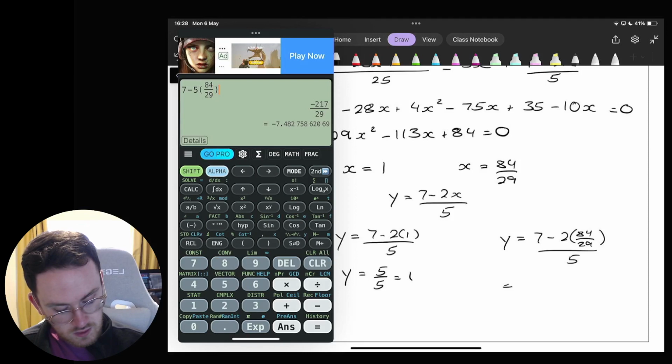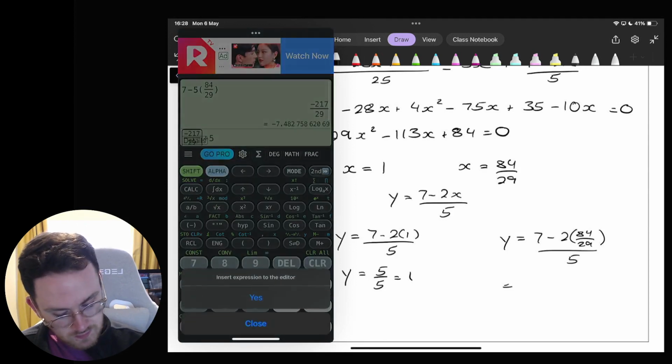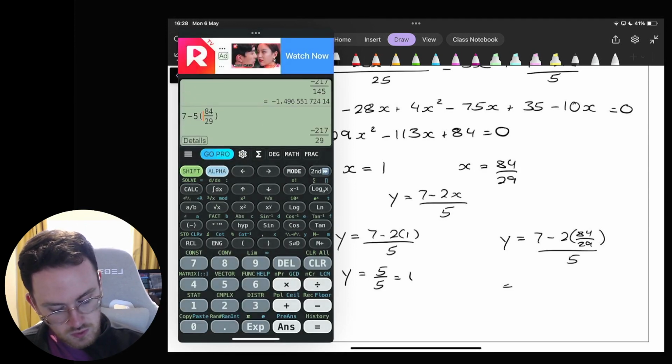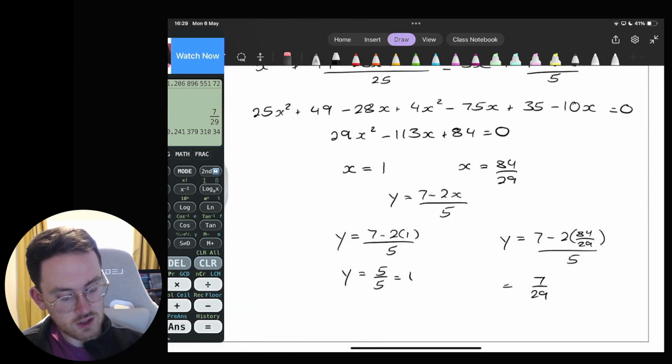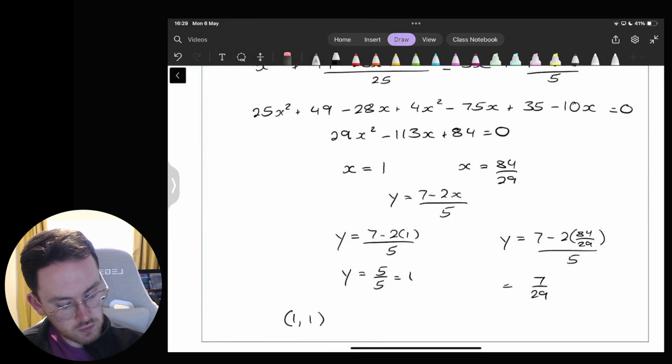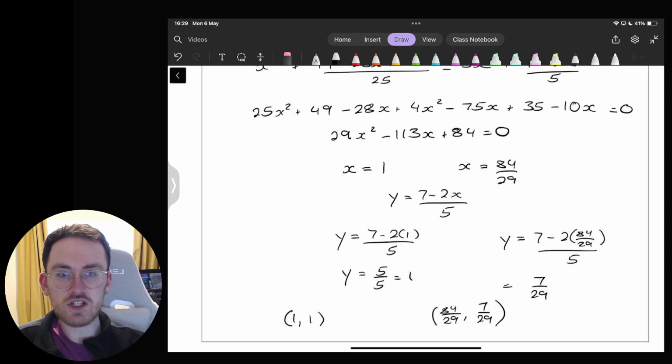29 all divided by 5 gives me 217. Oh, sorry, excuse me. I replaced that with 5 instead of 2 there. I think that looked a bit too big. 2 divided by 5 gives me 7 over 29. Okay, so my 2 points of intersection then are (1, 1) and (84/29, 7/29). Okay, so 2 points of intersection.